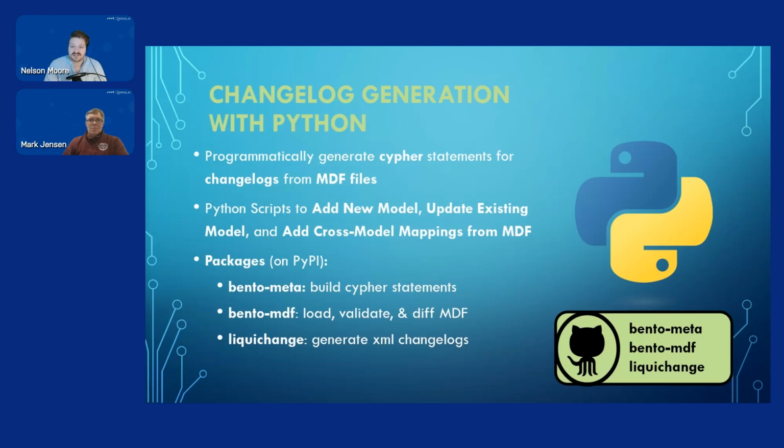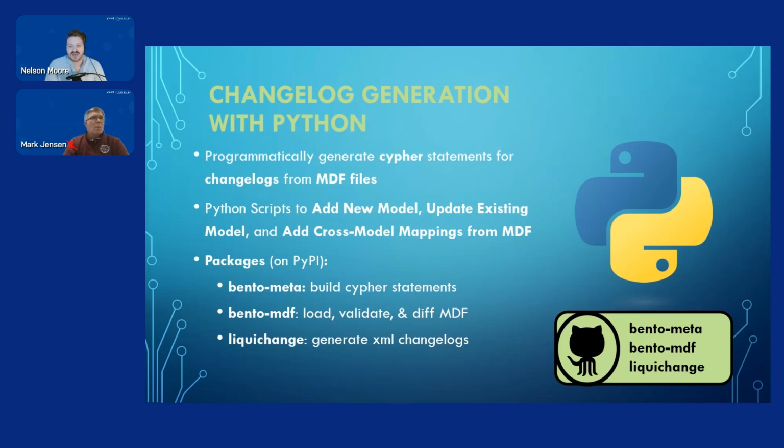Bento MDF package allows us to load and validate MDF files into Python, as well as find the difference between two MDF files. So this diff compares these two files and generates an output that highlights the differences between these two versions. And we use it to identify incremental changes in new versions of a data model, such as adding or removing a node or changing an attribute of a node. And these are used to generate a change log, which we use to update the data models in the MDB.